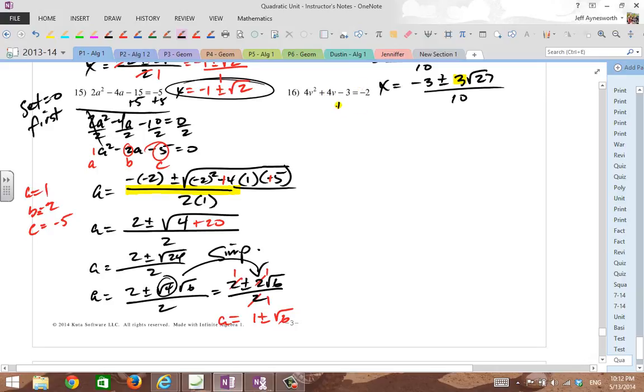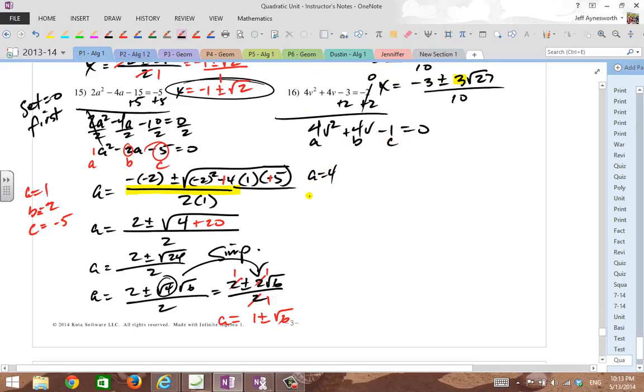All right, so let's add 3, and you get 4v squared plus 4v. Oh, excuse me, that's wrong. I have to add a 2. Scratch that. I'm human, it's getting late. Add 2. We have to set the right side equal to 0. So 4v squared plus 4v, negative 3 plus 2 is negative 1, equals 0. A is 4, B is 4, C is negative 1.